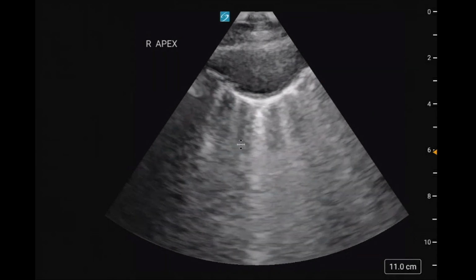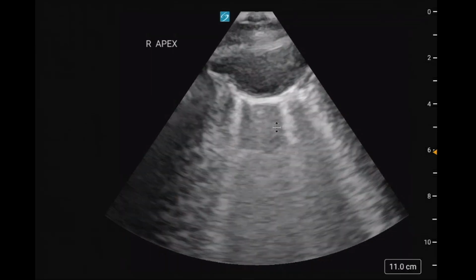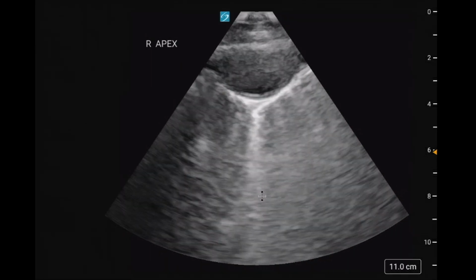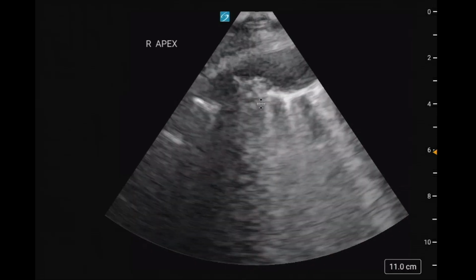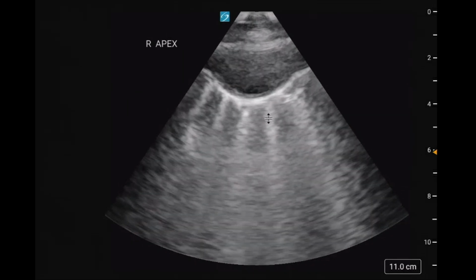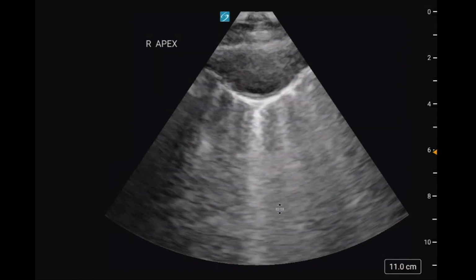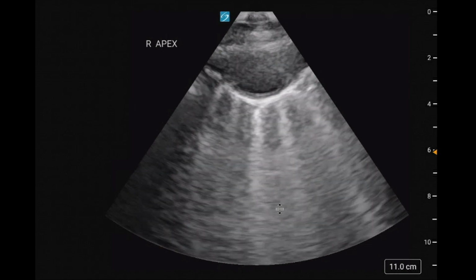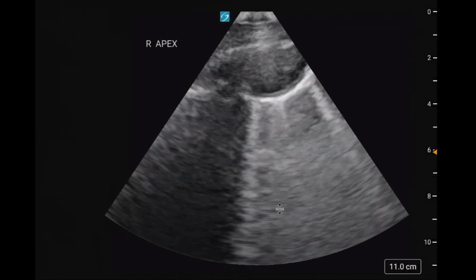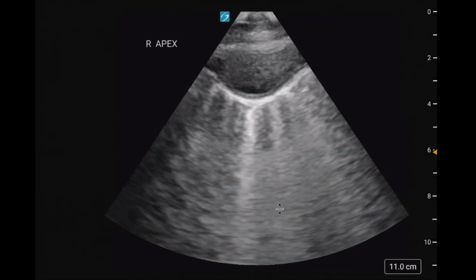But these B lines, the teaching point here is that they mean that the parietal and the visceral pleura are attached to each other. What happens in a pneumothorax is that those two layers get separated, and there's no way that you can create B lines when those two layers of the pleura are separated from each other.